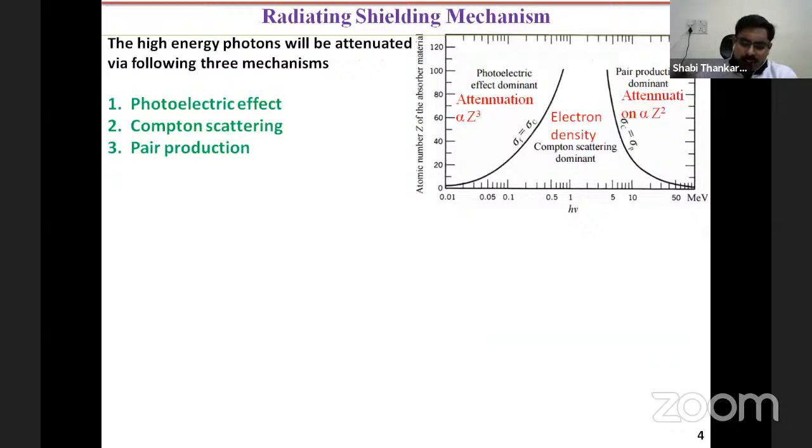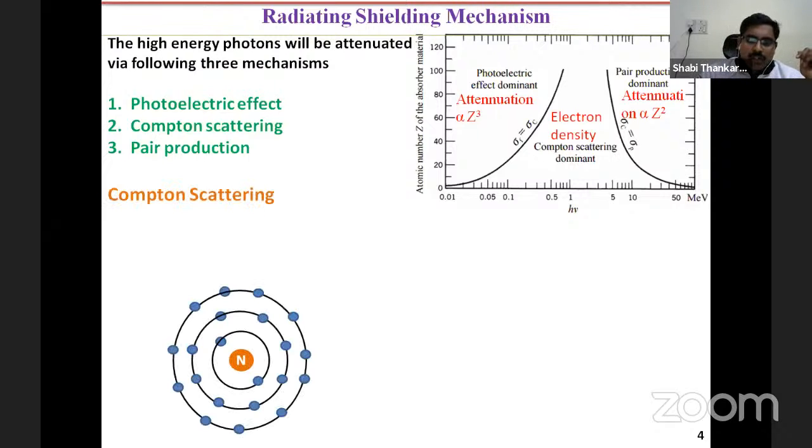So why do they use lead? Because whenever a photon interacts with an atom, it can interact through three mechanisms. One is the photoelectric effect, which depends upon the atomic number cubed. Another is Compton scattering, which depends upon the electron density. Another is pair production, which depends upon the atomic number squared. Here we are using red mud, which has a lot of iron, with atomic number 26. The major component will be Compton scattering, so I will explain what Compton scattering is.